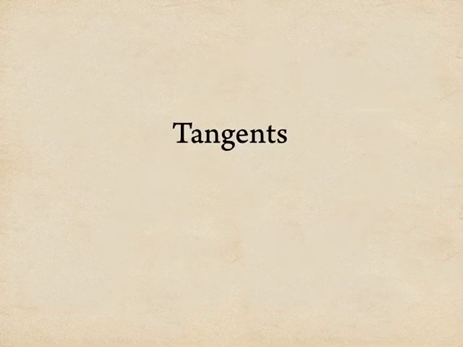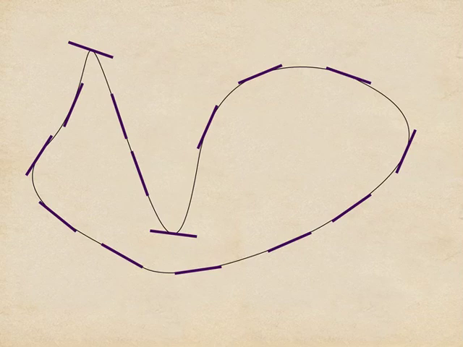We start by getting tangents. At every point on the curve, we can find a tangent line. That's the line that just kisses or grazes the curve at that point. We hand Processing a point on the curve, and it gives us back the tangent, and we'll see the function call for that in a moment.